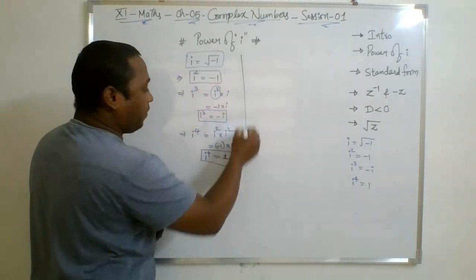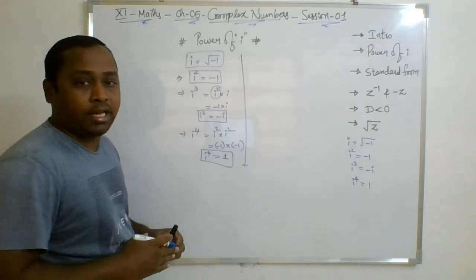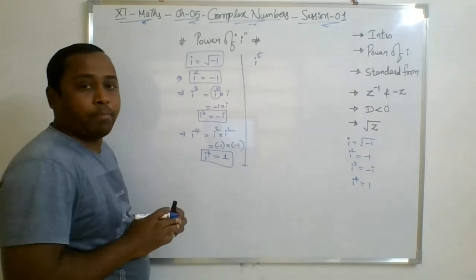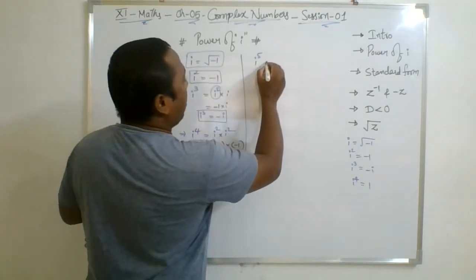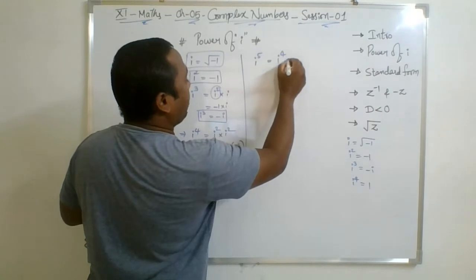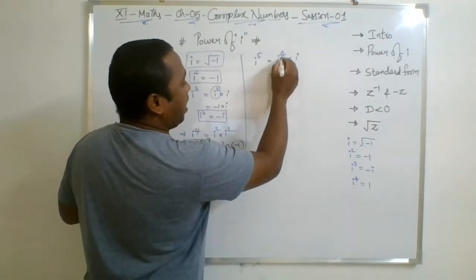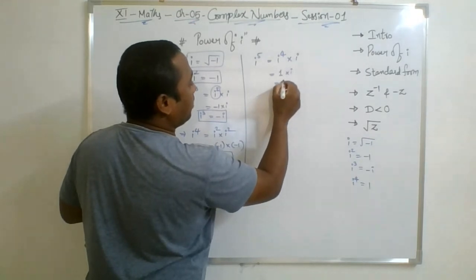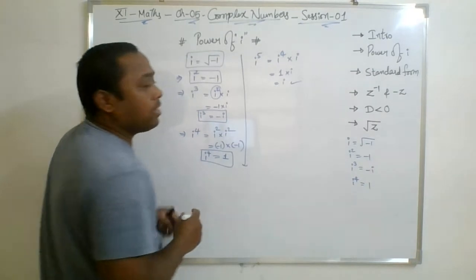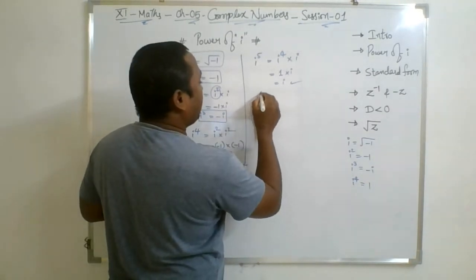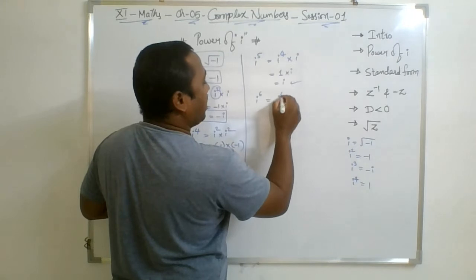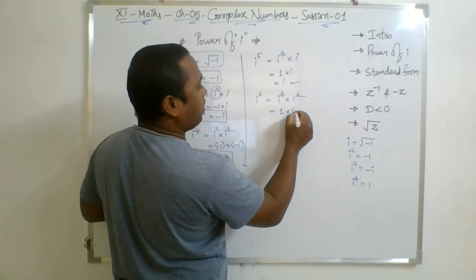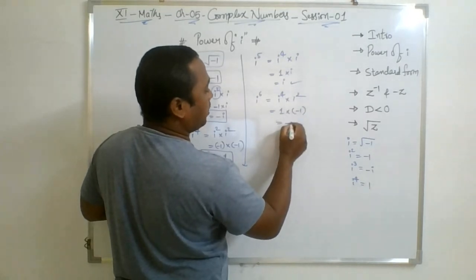If you move further with the higher powers of i, what will you see? i power 5. If I want to find i power 5, it is simply i power 4 into i. i power 4 value is 1, and 1 into i is i. So i power 5 is i only. i power 6 means I can write i power 4 into i square. i power 4 is 1, i square is minus 1, so their product is minus 1.